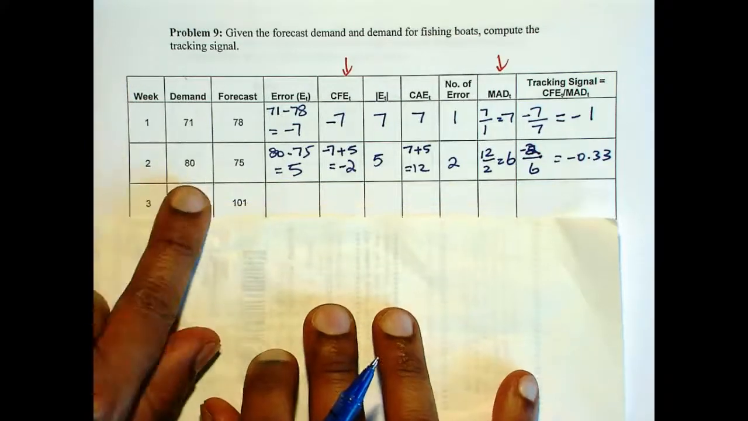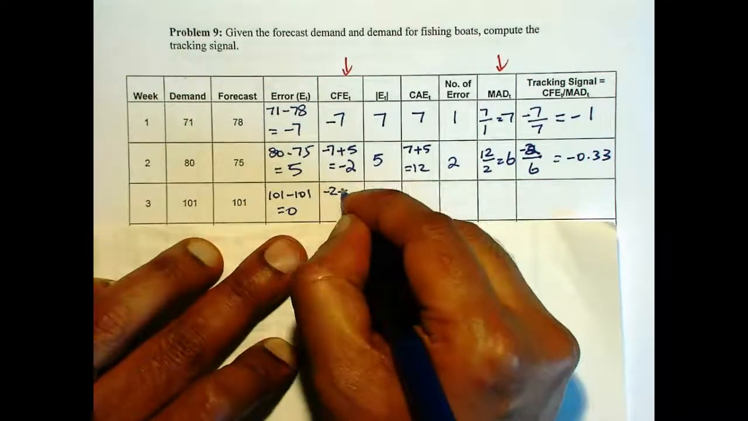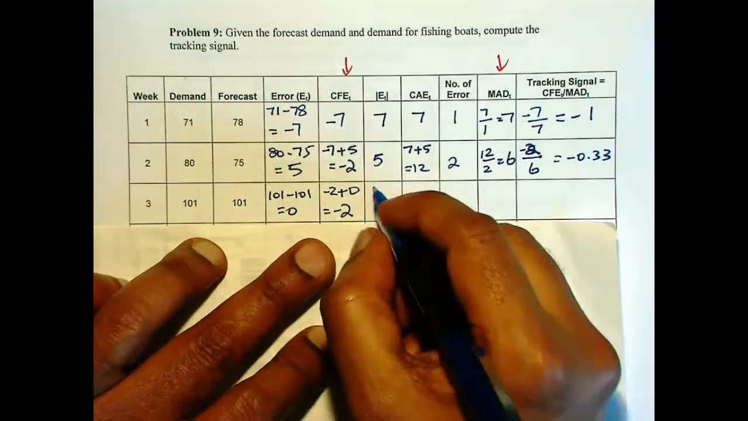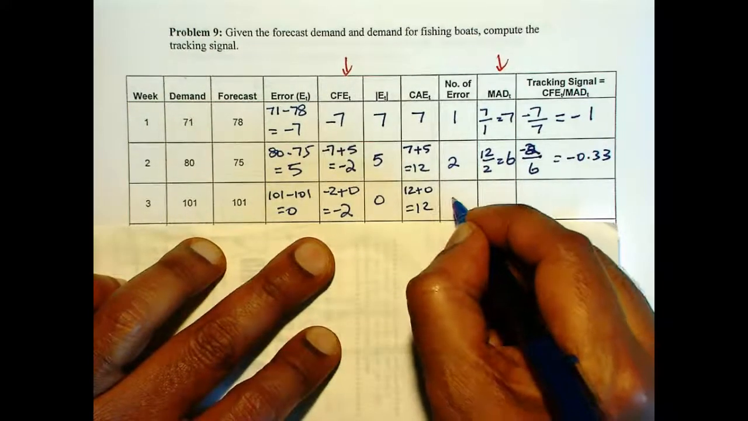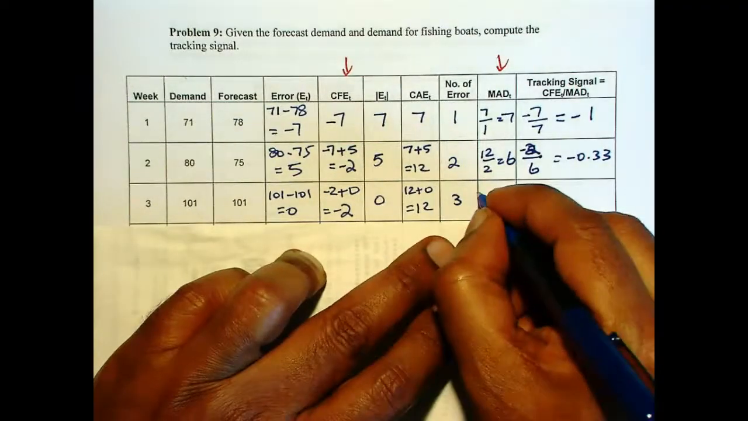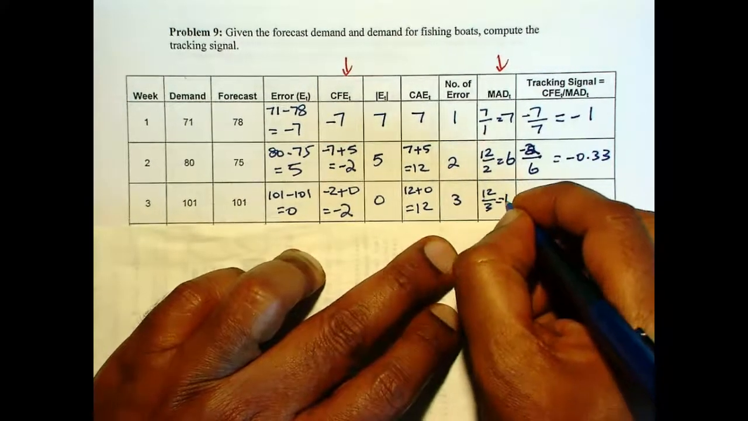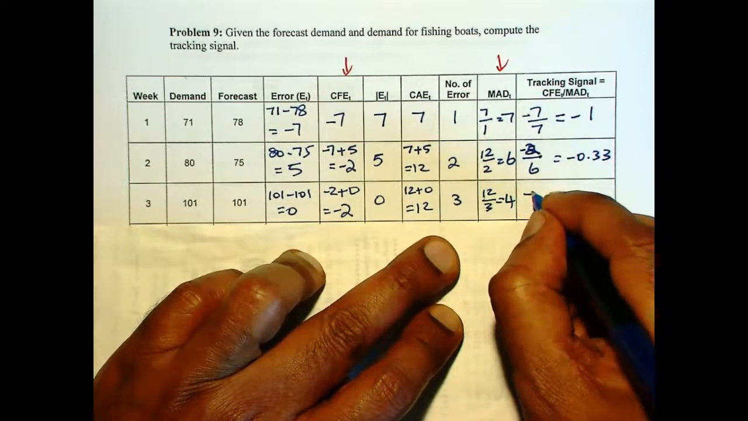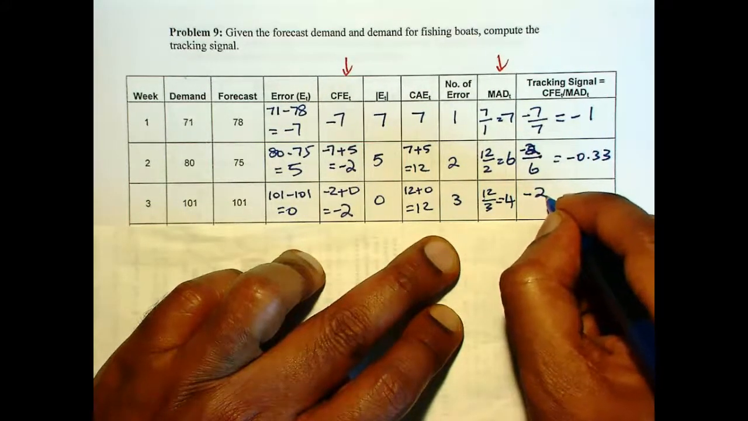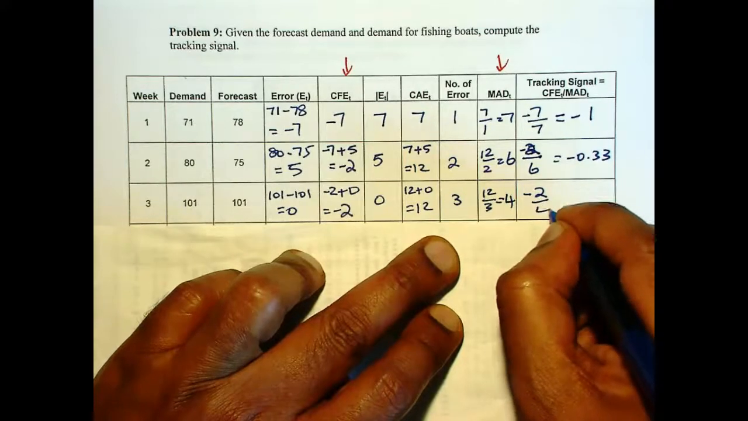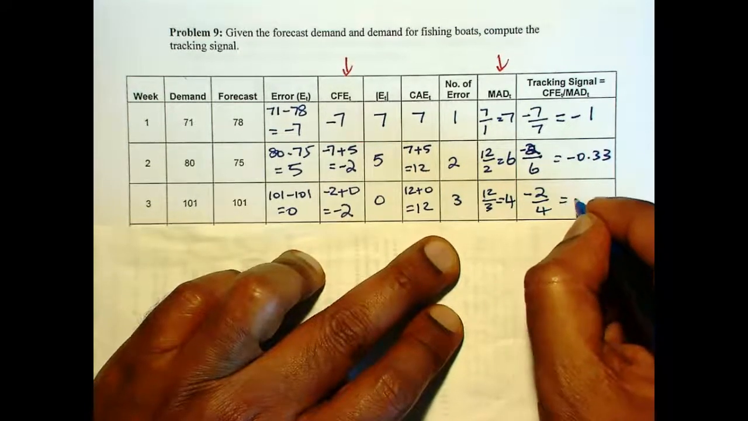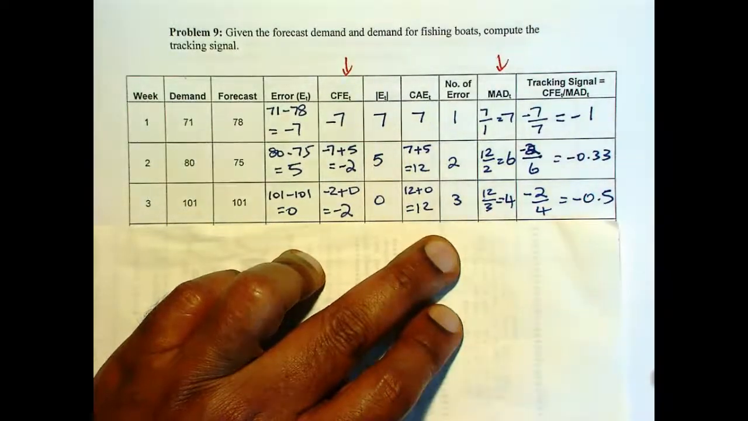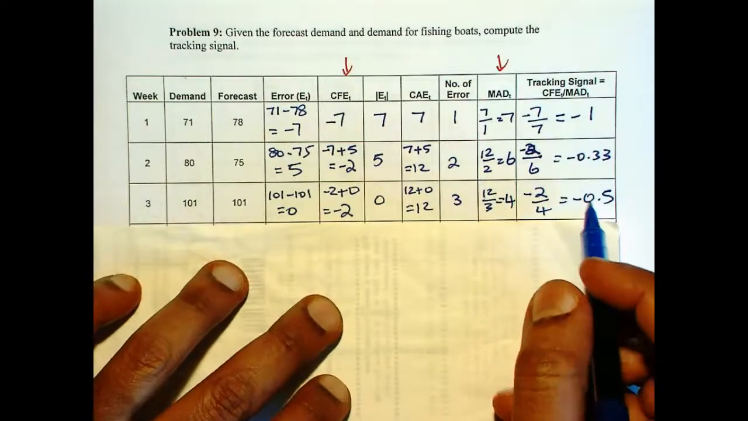Now the third period, we start out with a forecast and at the end of period 3 we have 101 minus 101, which is 0, so the error is 0 and the cumulative forecast error stays at minus 2. Now we have 3 errors in it, so 12 over 3 is 4, and then minus 2 over 4 is minus 0.5. So up to this point it's pretty good. It's close to 0. It's not too big.